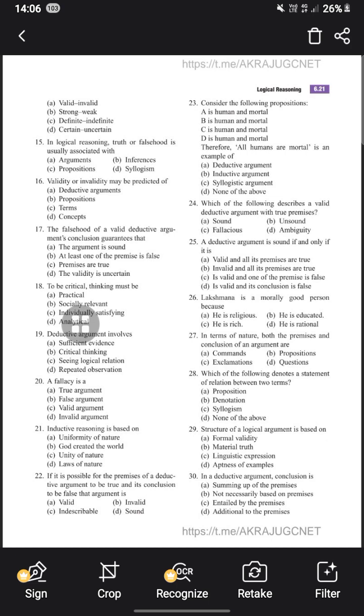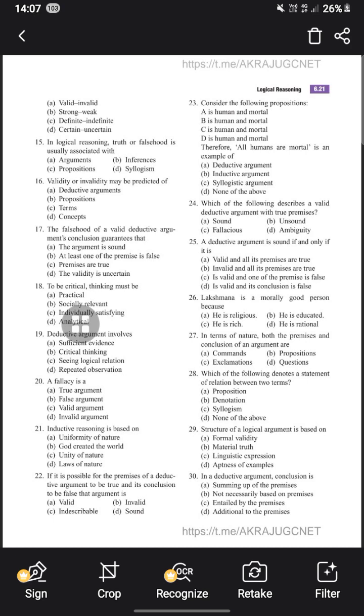Lakshman is a morally good person because he is a morally good person, it is valid and its conclusion is false. Now, if the conclusion is false, then it will be deductive. Lakshman is a morally good person; if he is a good person, then only is he a rational person. In terms of nature, both the premise and conclusion of the argument are what? 27 is B, proposition. Which of the following denotes a statement relation between the two terms? 28 is A, that is proposition. The structure of a logical argument is based on, 29 is A, that is formal validity.